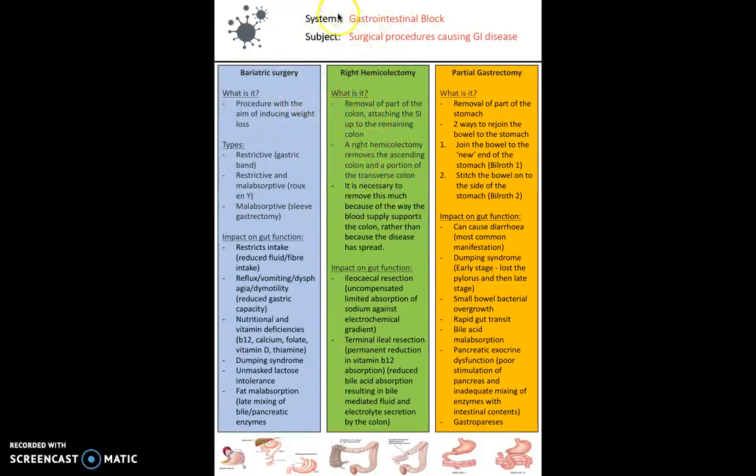It's necessary to remove this much due to the blood supply, so obviously you probably don't need this much removed in terms of the reason for the procedure. However, because of the blood supply to the colon, you do need to remove a larger proportion than what's necessary with regards to the disease. So consequently, the impact on gut function is that an ileocecal resection can cause limited absorption of sodium against that electrochemical gradient, and a terminal ileum resection causes a permanent reduction in vitamin B12 absorption. So it does again come back to nutrition really, in the effects on the gut.